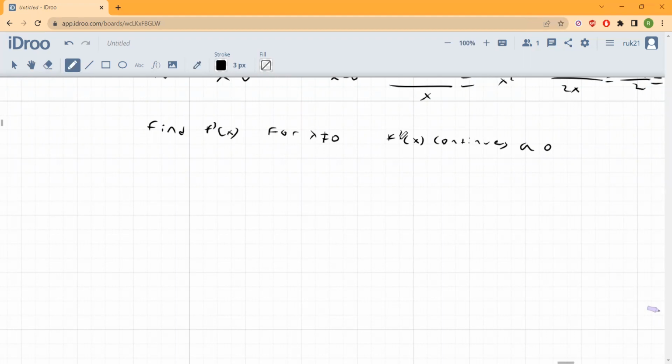Find f prime at x. So firstly, f at x is sine x over x. If you want to take the derivative of that, it's going to be the quotient rule. So we're going to get x times cos of x minus sine x, over x squared. And so that's our derivative.